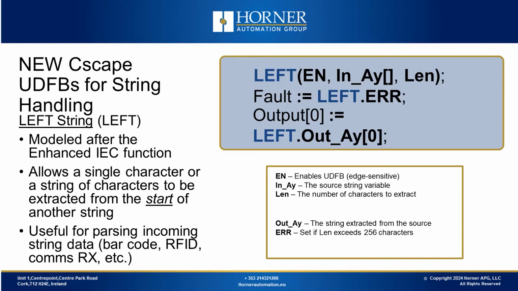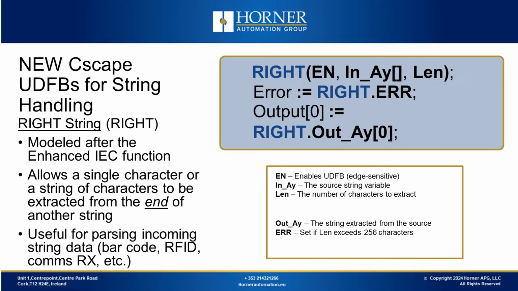Similar to the mid UDFB, the left UDFB has an enable input, an input array input, and a length for how many characters we're going to extract. This time, we don't have to specify the starting character, as this function is always starting at the left. Similarly, we also have a UDFB called right, which we can use to extract characters from the far right or end of a string. These characters will still be returned in the proper order in our output.